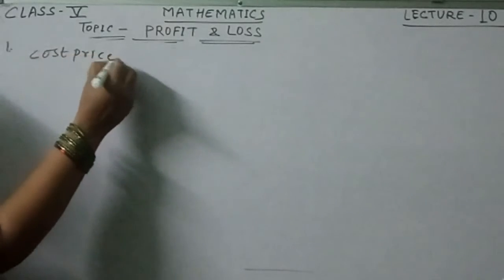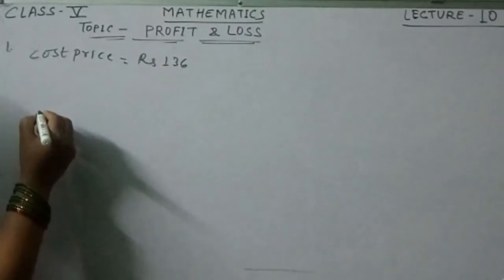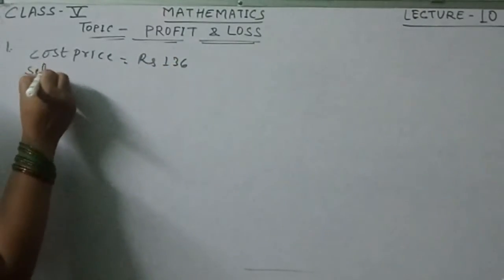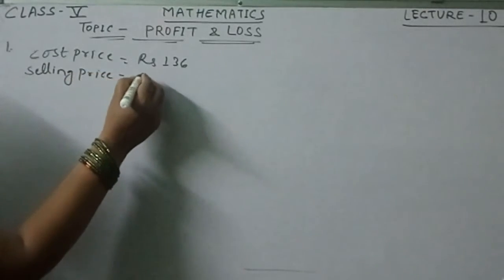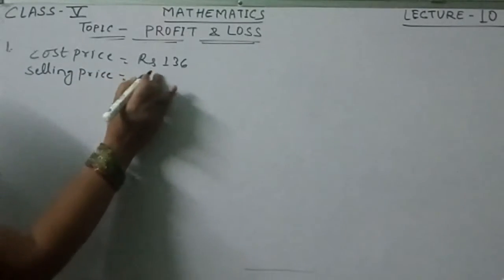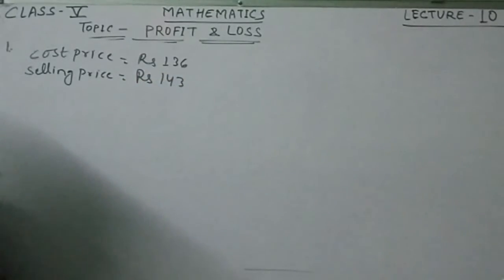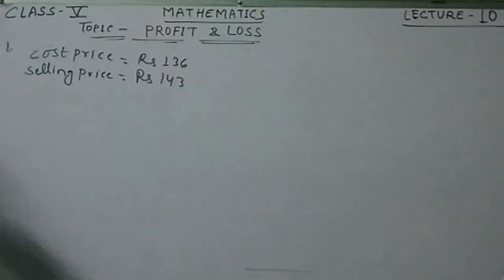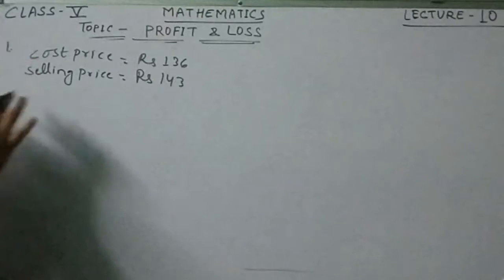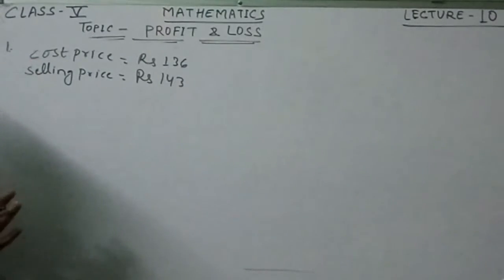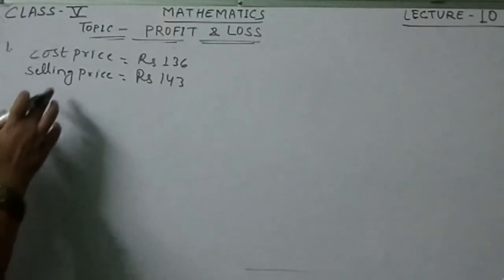Cost price, that is rupees 136, and selling price, that is equal to 140. Now after watching this cost price and selling price, you have to decide whether it was profit or loss, and after deciding you have to use the formula. Okay, now compare the numbers.